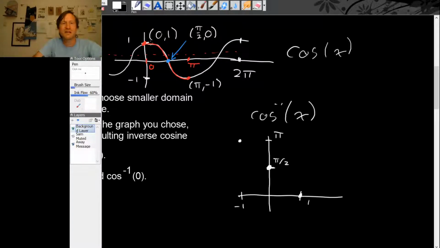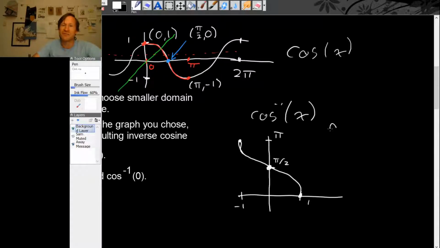Now if you imagine sketching this red graph of cosine on a piece of transparent paper and then flipping it across this diagonal line, what you'll see is that this rightwards, downwards, then rightwards motion of the graph of cosine gets flipped to an upwards, leftwards, upwards kind of motion. And that's going to look like this: upwards, leftwards, upwards. So there's the graph of inverse cosine.